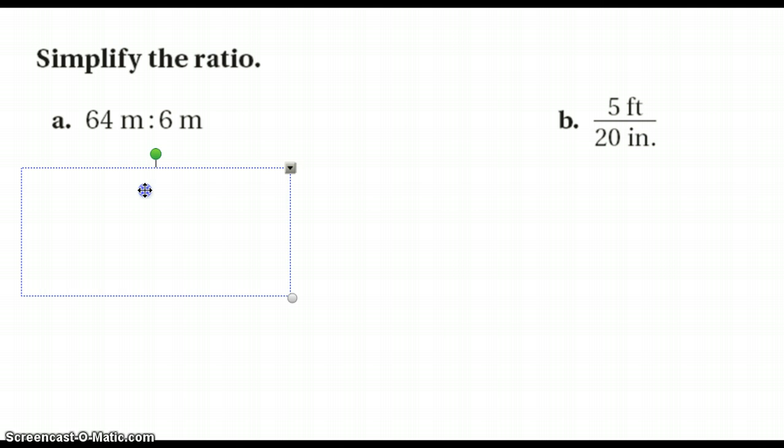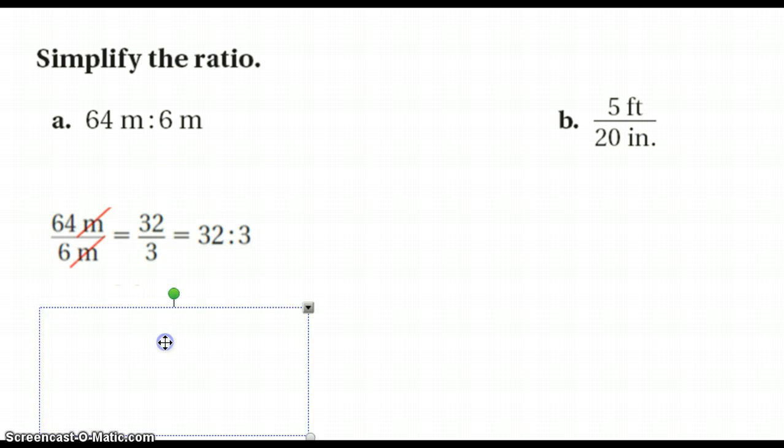So, for example, we're going to have 64 meters over 6 meters. Meters are the same, so they can cross out, and then that needs to be simplified. 32 over 3, and that's as far as 32 over 3 can go without being a decimal. So leave it as 32 over 3, or if you prefer 32:3. I think most of the time we're going to end up using the fraction, but that's up to you.